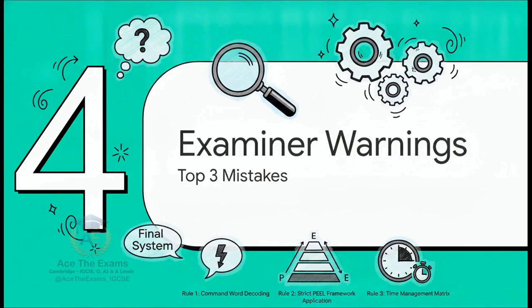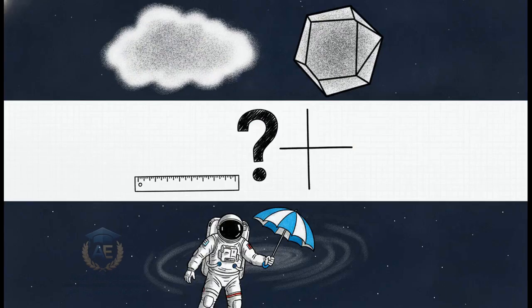Finally, we arrive at Section 4, Top 3 Examiner Warnings. Let's see where the final pitfalls are hidden. We are diving directly into the principal examiner reports here to uncover the exact reasons candidates leak marks on exam day. And to combat this, we're introducing the final system, the 3 rules that guarantee top marks: command word decoding, Peel framework application, and a time management matrix.